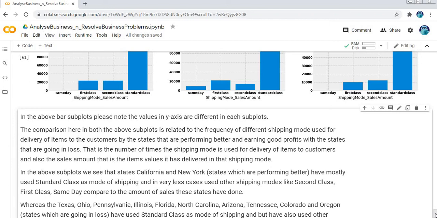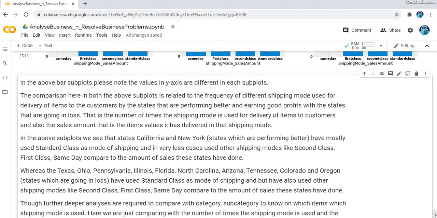The comparison in both the above subplots is related to the frequency of different shipping modes used for the delivery of items to the customer, by the states that are performing better and earning good profit, versus the states that are going into loss. For the 10 states going into loss, that is the number of times the shipping mode is used for delivery of the items to the customer, and also the sales amount, that is the item value delivered in that shipping mode.